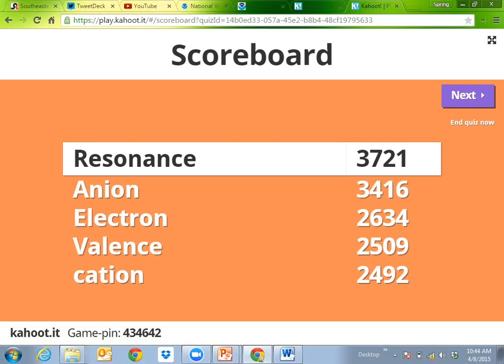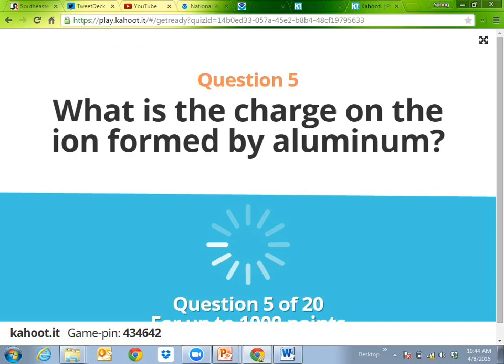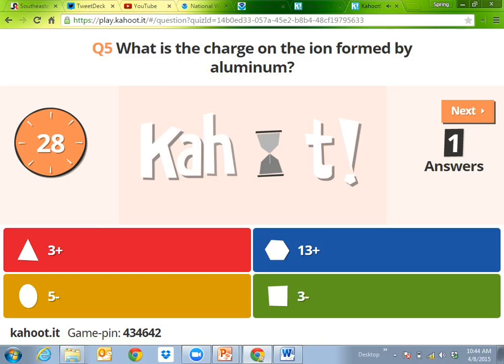Here's the standings. We got kind of a cluster up there. Okay. What is the charge on the ion formed by aluminum? Again, so you'll have less time. If you find aluminum on your periodic table, what charge will aluminum form? First off, will it be a cation or an anion? And which charge will it form?